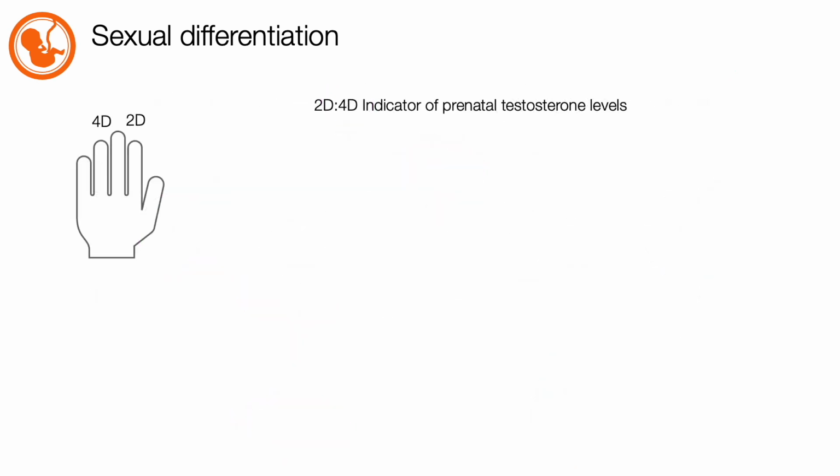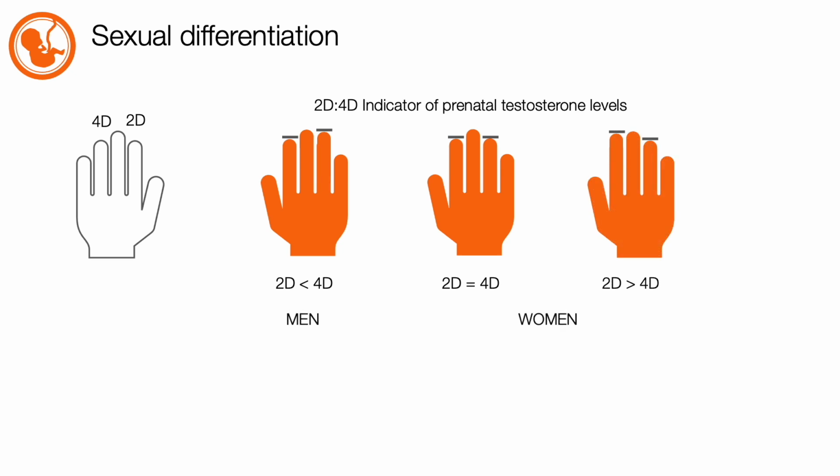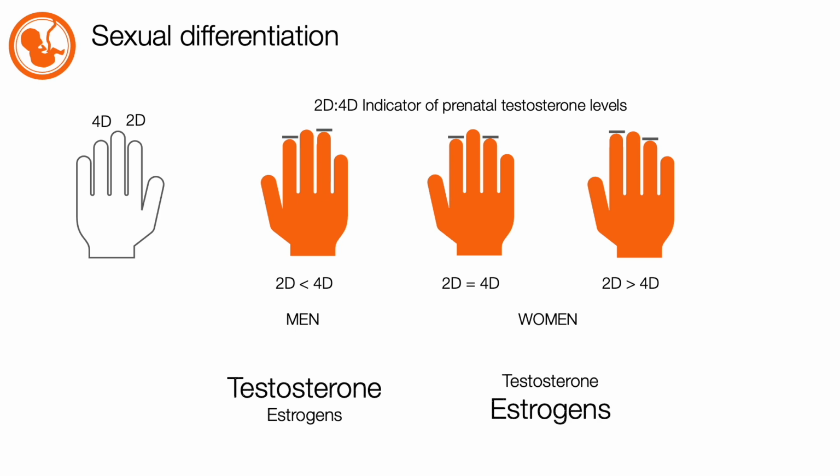The difference in the length of the index and ring fingers of the hand is an indicator of the prenatal levels of testosterone to which the fetus was exposed. The index finger may be shorter than the ring finger, the same length, or it can be longer. Normally, in men, the ring finger is longer than the index finger, while in women, the index finger is equal to or longer than the ring finger, and this is related to the amount of testosterone during fetal development.